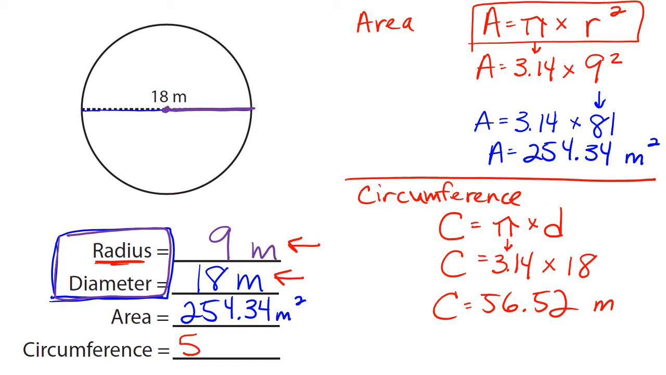So we can go ahead and fill that in, 56.52 meters. And so to recap for circumference, we start with this equation. You'll always be given this equation. You don't have to memorize it. We're going to replace pi with 3.14, and then we're going to focus on our diameter, which is 18. Replace d with 18, and then we just do order of operations. 3.14 times 18 gives us 56.52 meters.